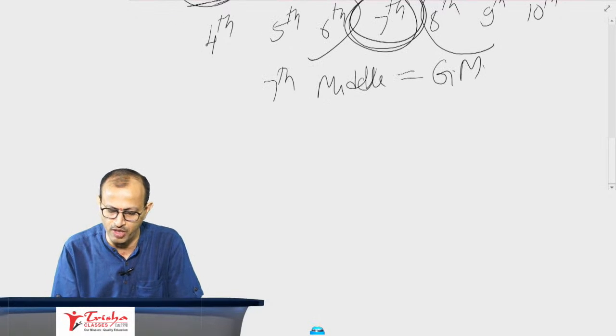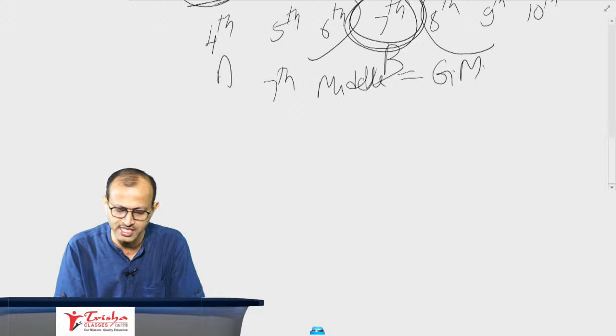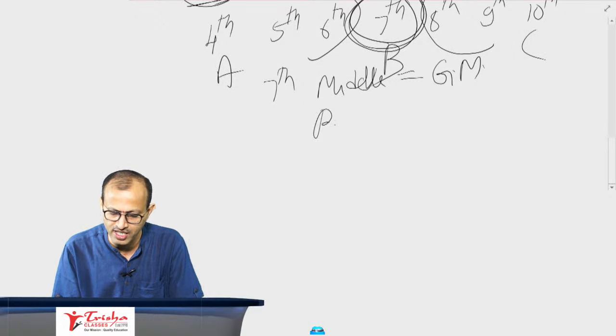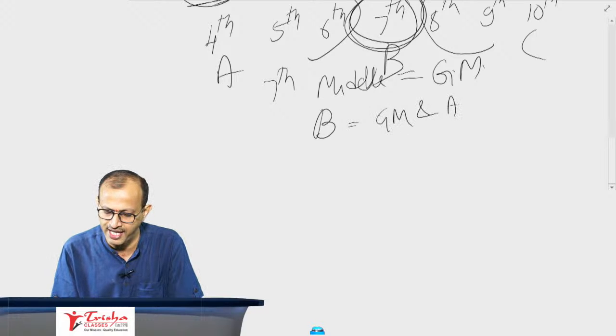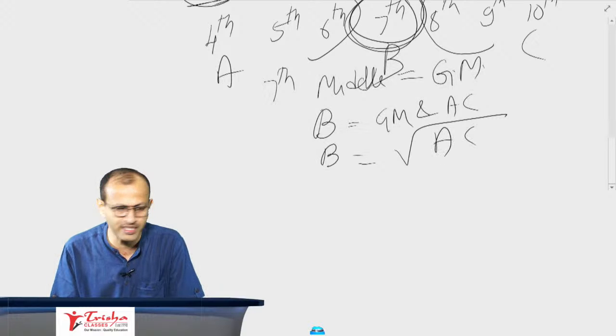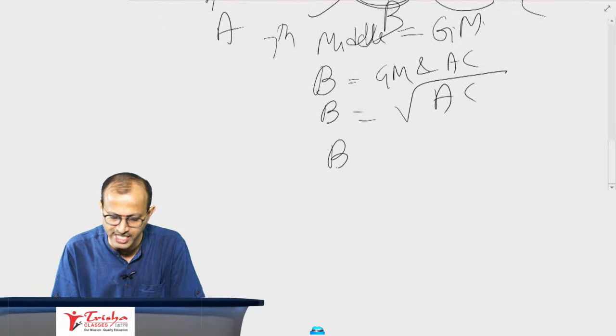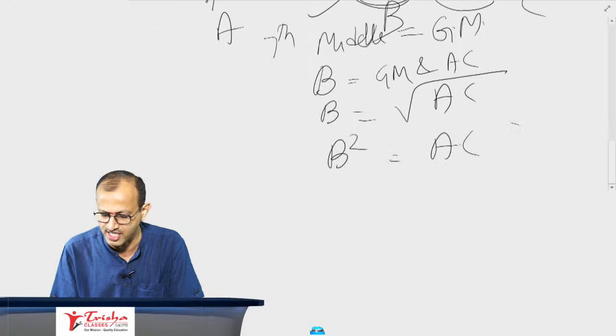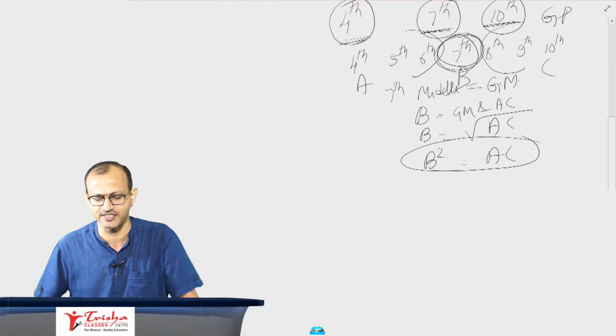Tell me, what does geometric mean mean? This is B, this is A, this is C. We concluded that B is the geometric mean of A and C. Can you tell me the next step? B is equal to square root of AC. That means one step, square both the sides. B square is equal to AC. That's all you have to prove at the end.